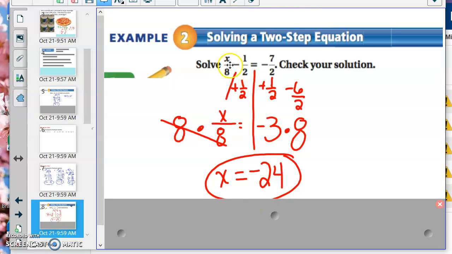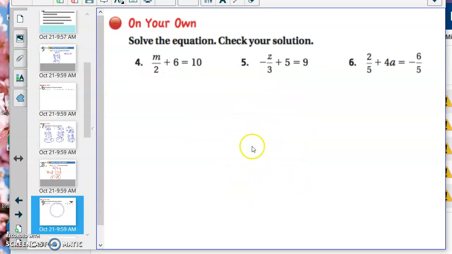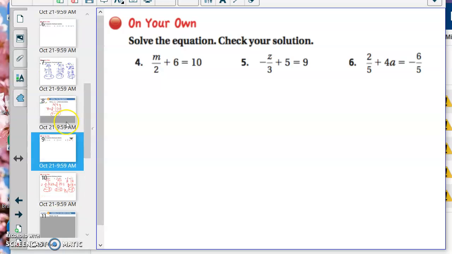And I can actually check this one. It's a little bit trickier to check, but you do negative 24 divided by 8, which of course is negative 3. Negative 3 minus a half is negative 3.5, and that is actually what negative 7 over 2 is. Please pause the video and try answering those three on your own.